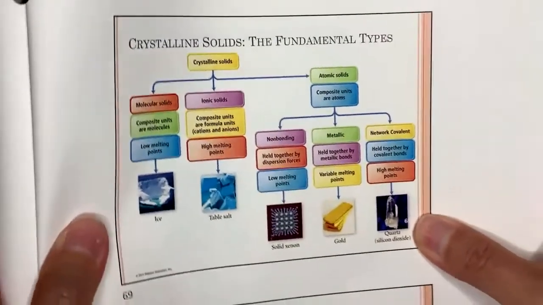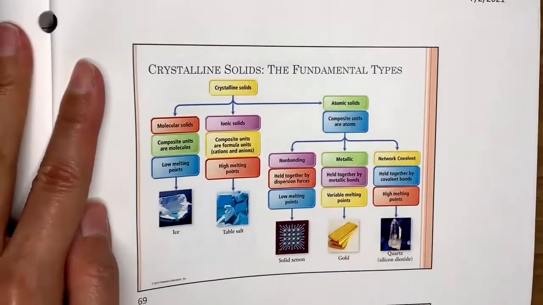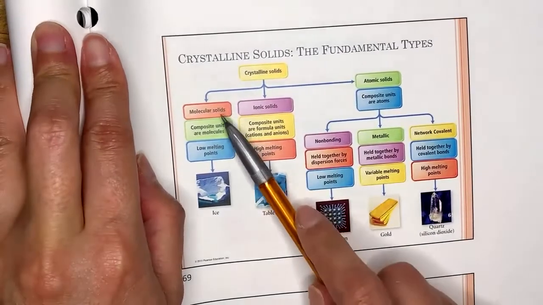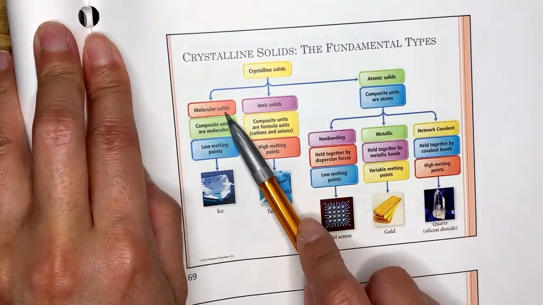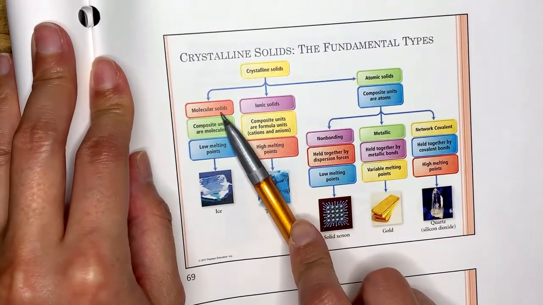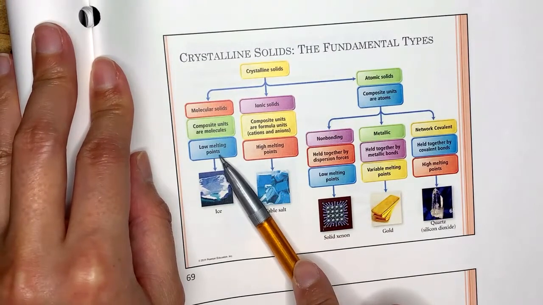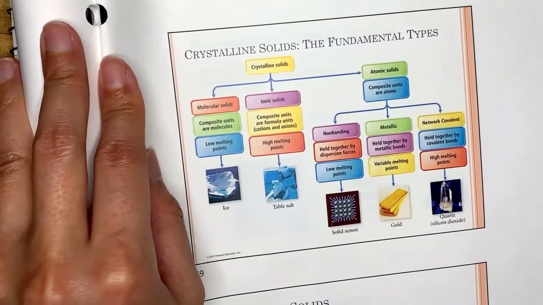That's why I combined 12 and 13 together. So we want to talk about the different kinds of solids that we have under crystalline solids. So we have molecular solids, ionic solids, and atomic solids. So molecular solids are made of molecules. And what holds molecules together? Intermolecular forces. Therefore, because intermolecular forces are in general weak compared to covalent bonds and ionic bonds, they have low melting points. Even anything with hydrogen bonding, like ice, is still a low melting point, right? I mean, ice melts at 0 degrees Celsius.